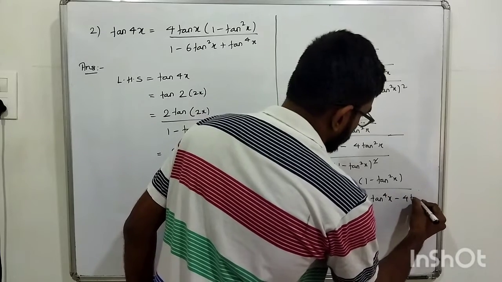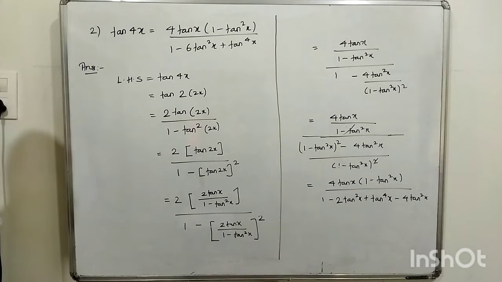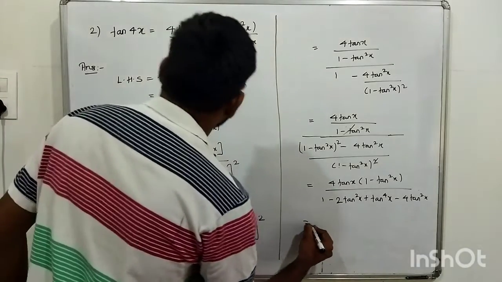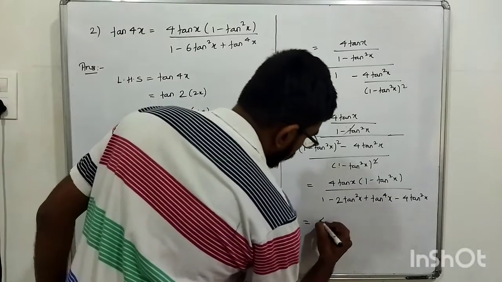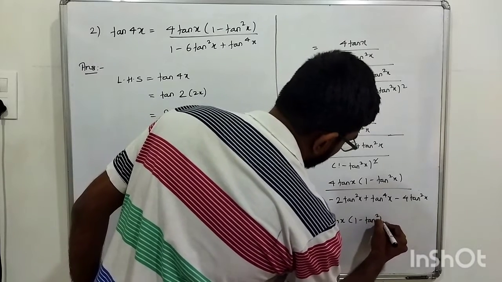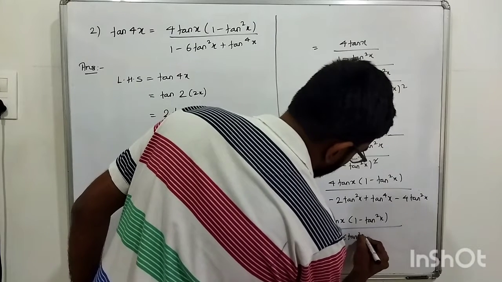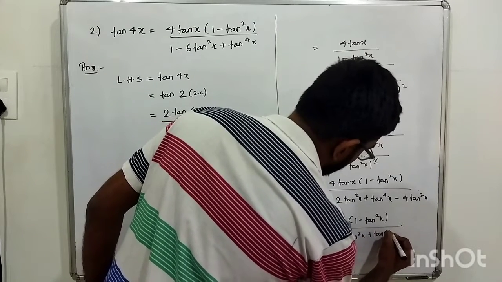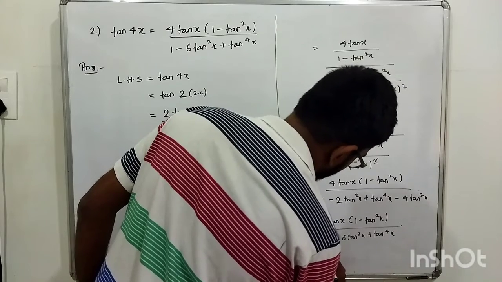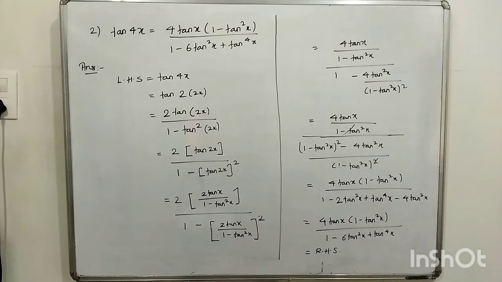Then minus 4 tan square x. So a square minus 2ab plus b square. 4 tan x into 1 minus tan square x, 1 minus 2 tan square. Now simplify this and you will get that answer. Okay, what do you get? 4 tan x into 1 minus tan square x upon 1 minus 6 tan square x plus tan raised to 4x, which is equal to RHS, correct? So hence we have proved this.